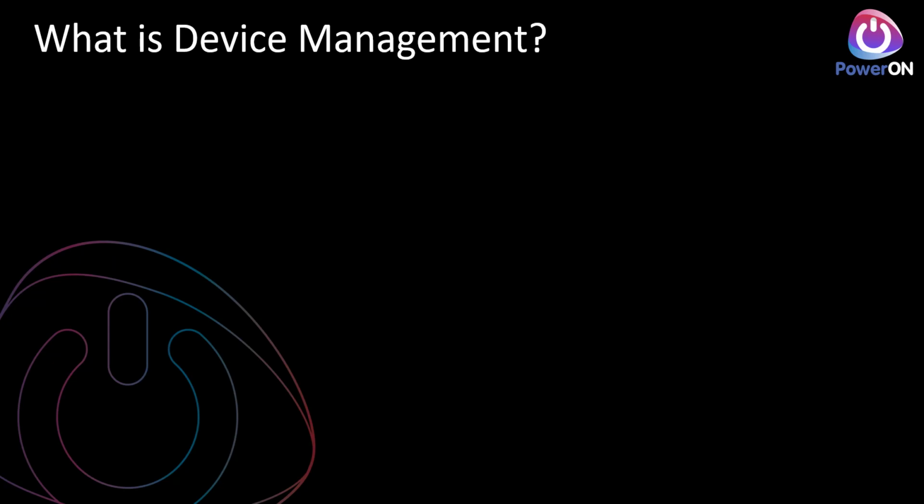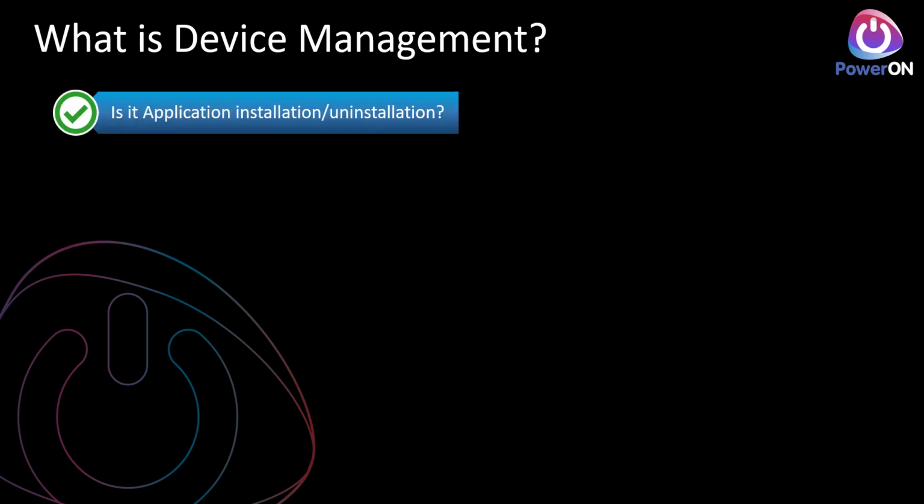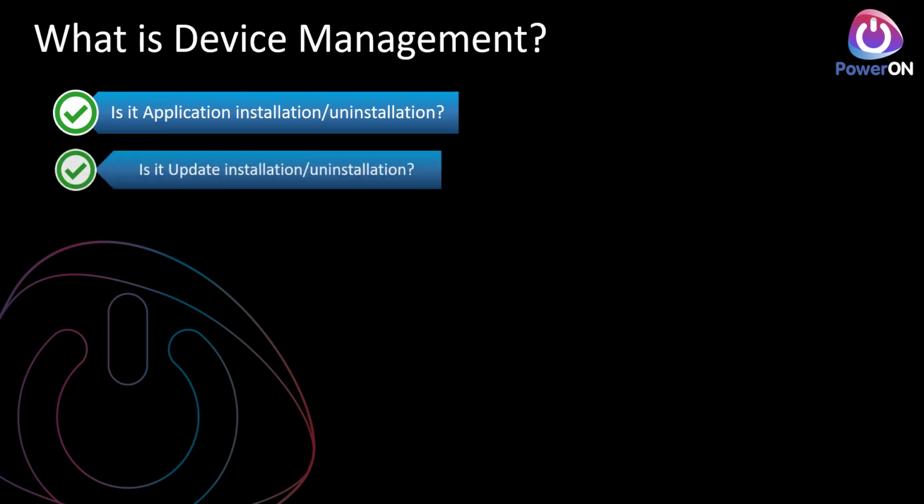So the first one is device management. So what really is device management? Well, it's an interesting one. To some people that might be application installation or uninstallation. That's certainly a core feature of what people would class as device management, and we're talking about Windows 10 here specifically, but that goes to mobile phones and tablets as well. Or is it update installation and uninstallation? Certainly for Windows 10, that's pretty much a core feature of managing your devices, because as we all know, we need to push out our Microsoft updates pretty regularly. So being able to control that is quite important for any organization or enterprise.